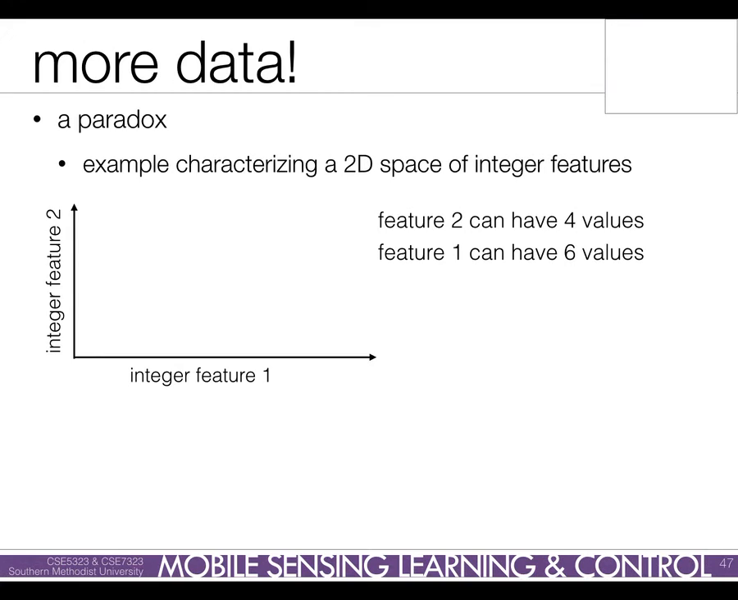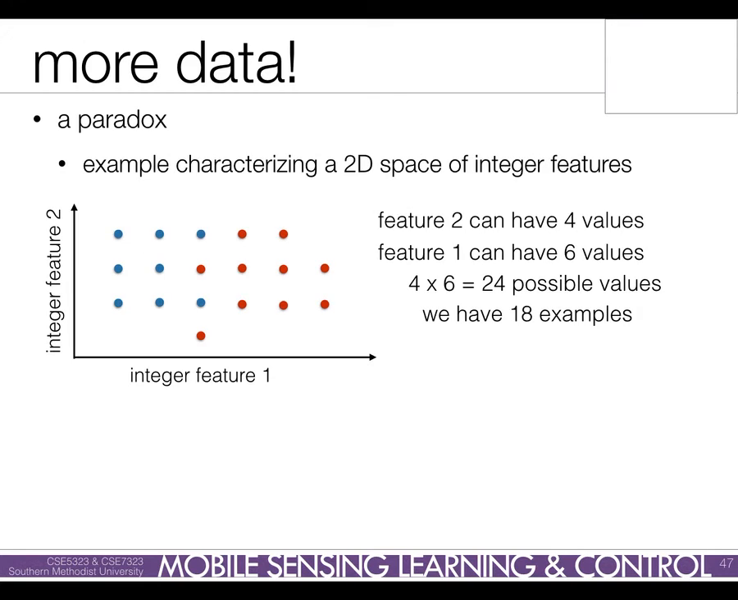What does my feature space look like? How many different possibilities of features do I have? 24. 4 times 6. Is everybody okay with that? First feature can have 6 values, second feature can have 4 values. Multiply them together. In combination, there are 24 values that you can have.